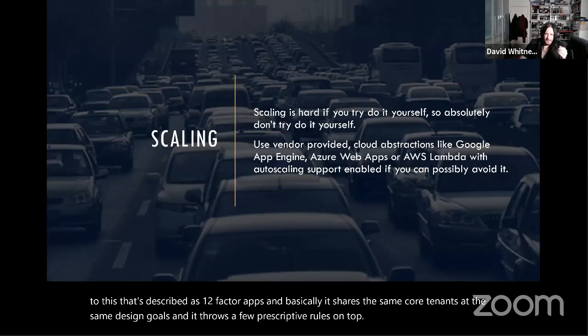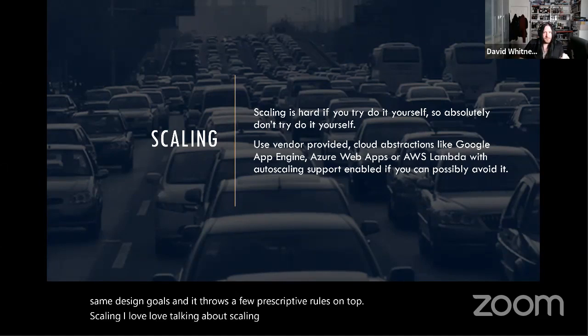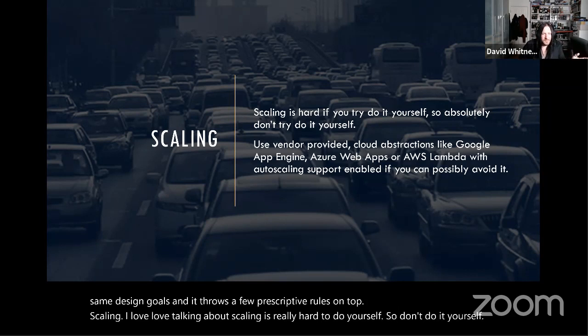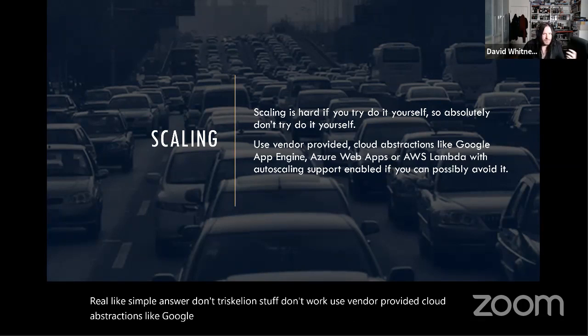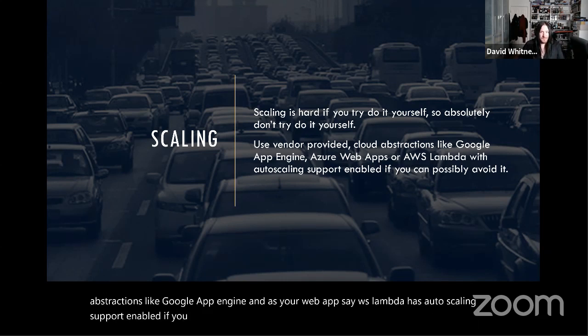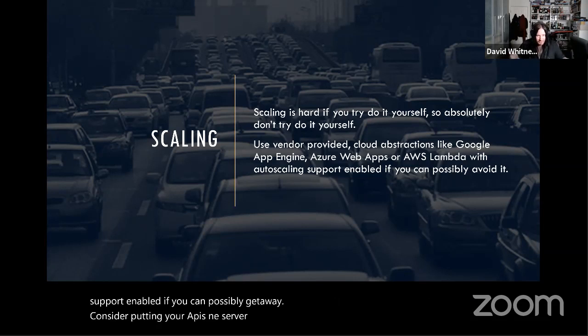Now, scaling. I love talking about scaling. Scaling is really hard to do yourself, so don't do it yourself. Real, simple answer: don't try to scale your own stuff. It doesn't work. Use vendor-provided cloud abstractions like Google App Engine, Azure Web Apps, or AWS Lambda that have auto-scaling support enabled if you can possibly get away with it. Consider putting your APIs on a serverless stack to further up the abstraction you get. And the further you go up, the easier scaling is going to be.